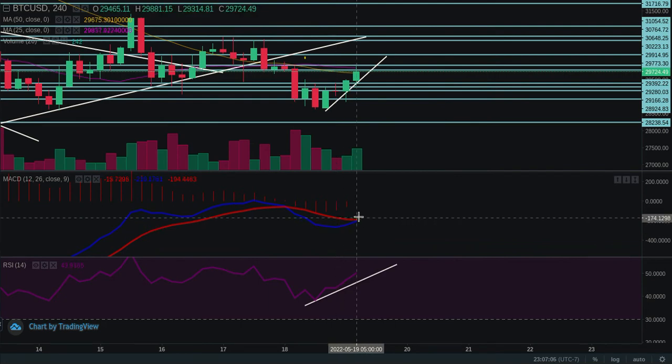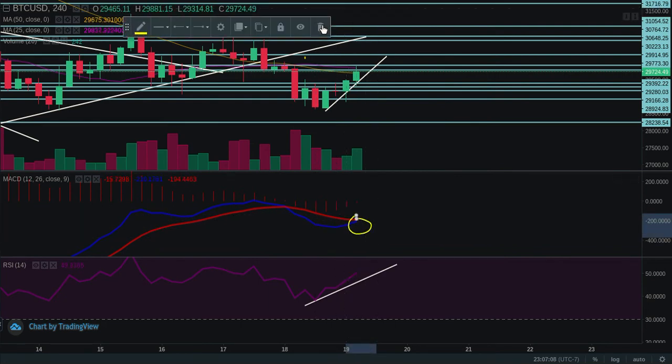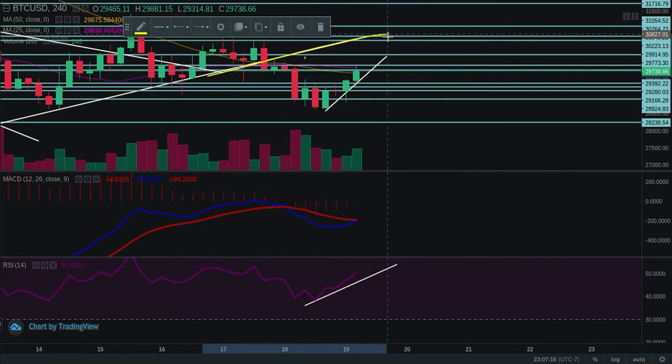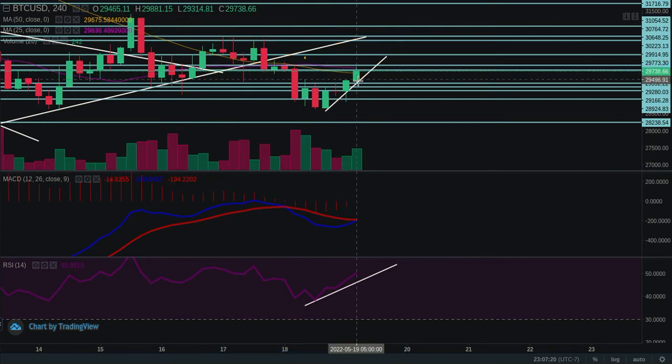It does look like right here we're actually crossing. If we do cross, that's usually a good sign, and this is what confirms this move up. But if you notice, this is also creating a falling wedge now. A falling wedge usually breaks to the downside.